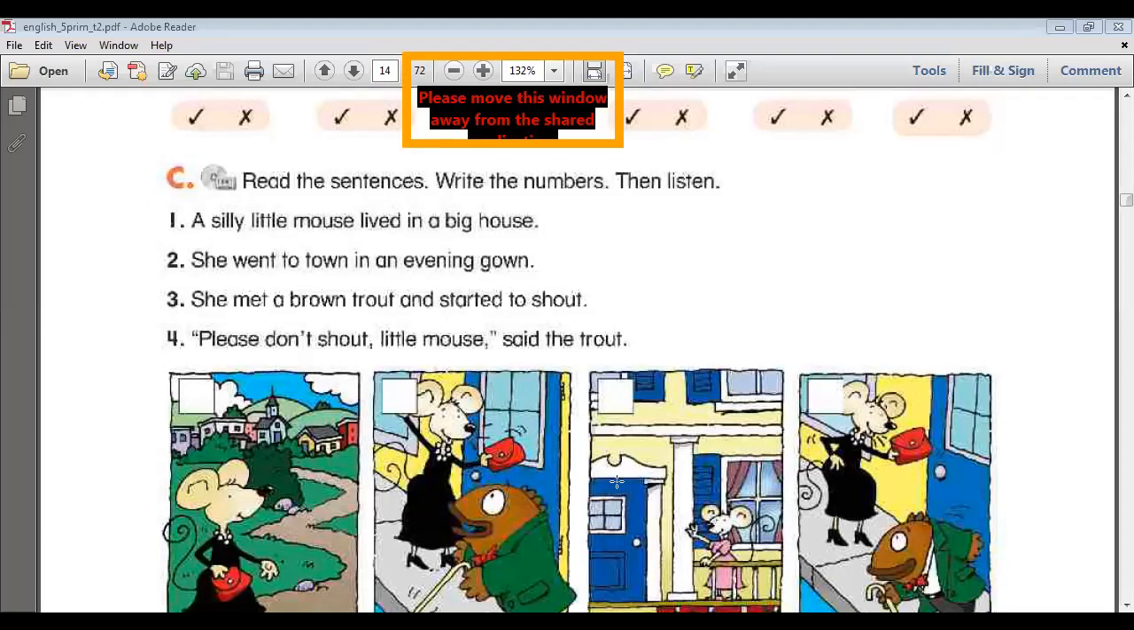So we think the answer is number two because the mouse is already lifting her hand up, her arm is up. It's like being afraid and scared, okay? She's shouting. So it's number two. So sentence number three goes with picture number two. Please don't shout, little mouse, said the trout.